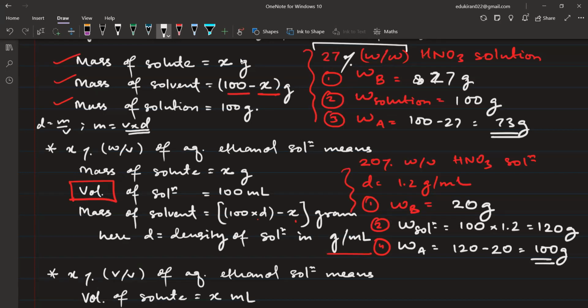Is this clear? Yes or no? Please tell me, guys. Clear है? हाँ या ना, जल्दी बताएं. Yes, sir. What about others? बाकी लोग को नहीं समझ में आया?